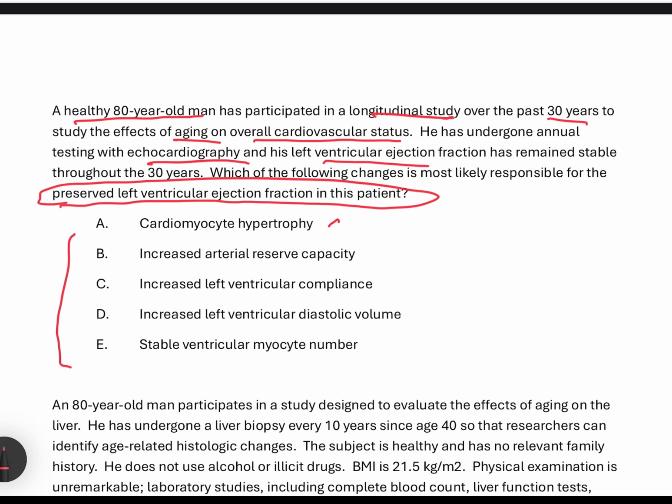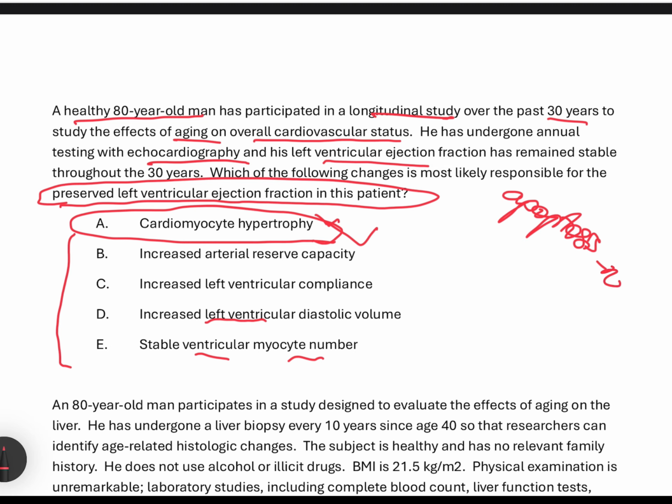The options are cardiomyocyte hypertrophy, increased atrial reserve capacity, increased left ventricular compliance, increased left ventricular diastole, and stable ventricular myocyte number. The answer is cardiomyocyte hypertrophy. Why does it happen? The cardiovascular system undergoes an array of age-related physiological changes, and over time cardiomyocytes are lost to both apoptosis and necrosis. So there will be no stable ventricular myocyte number, resulting in reduced cardiomyocyte number.